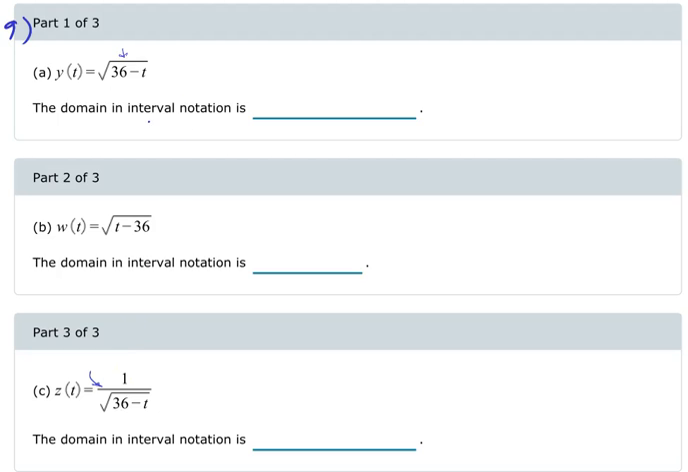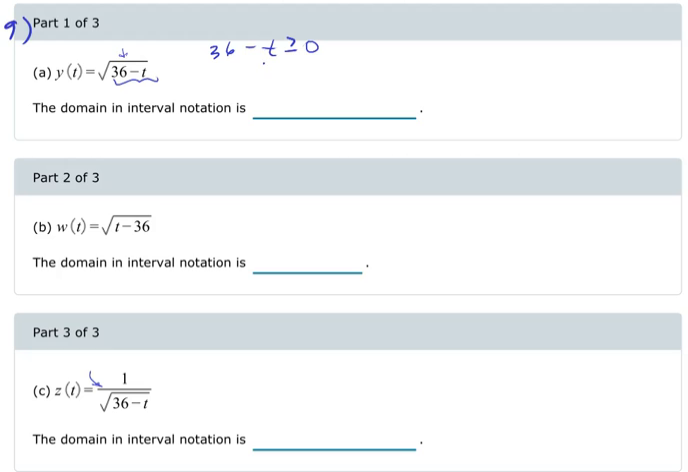I want to start with A. Since it's alright to take a square root of every type of number except for ones that are less than 0, what we can do to find the domain is take this part that's inside the square root that we need to be greater than or equal to 0, and we will just do that. We'll set 36 minus t, we'll say it needs to be greater than or equal to 0. And then we're interested to find out which t values this will work for.